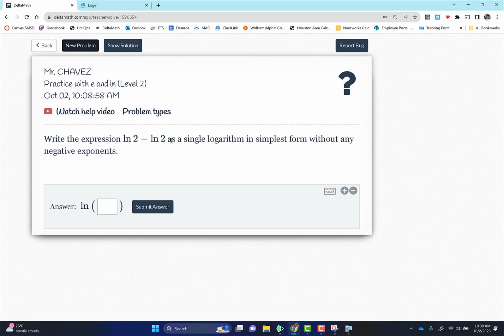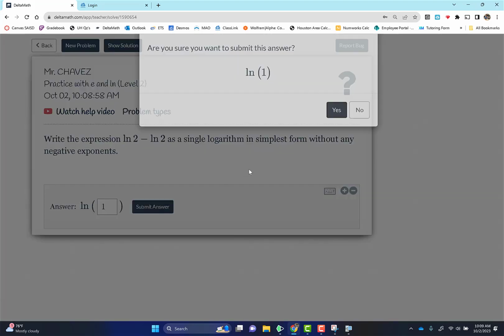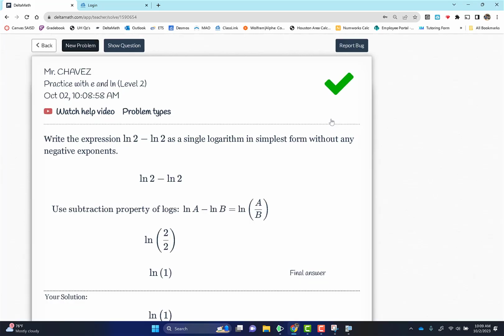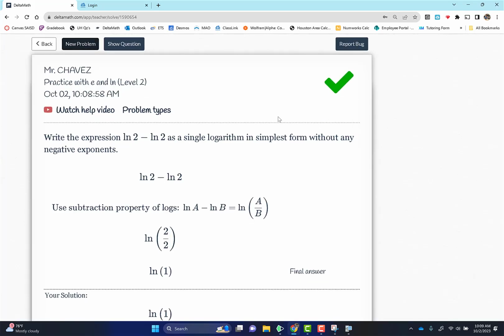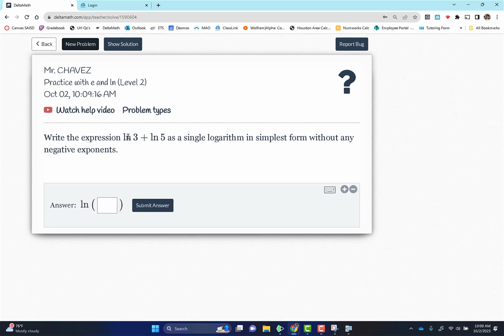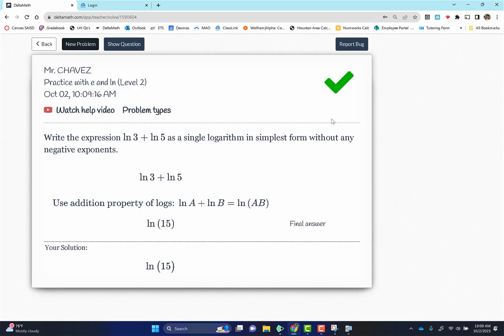Write the expression ln of 2 as a single logarithm. What's 2 divided by 2? So this is ln of 1. But you guys, wow, you guys know this. It's just, you're subtracting, so you're using the quotient rule. ln of 3 plus ln of 5 as a single logarithm. What's 3 times 5? It's ln of 15. So I think we got this one down, right? So now let's look at level 3.